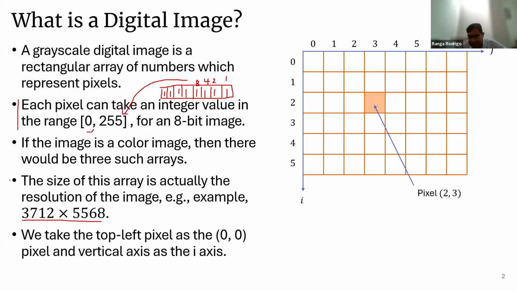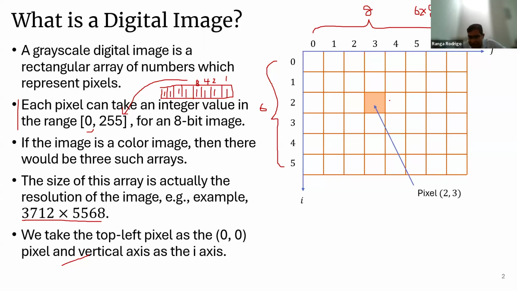Now this image, a representation of an image, how many rows are there? 6, right? 6 rows in total, and 8 columns in total. So it is a 6 by 8 image. We call it a 6 by 8 image. This is a very, very small image. Usually images are much larger.